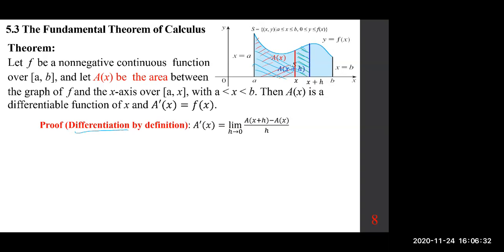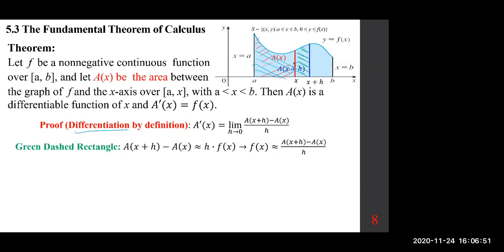A prime of x is the limit of a of x plus h minus a of x over h as h approaches 0. This is by definition of differentiation on the one hand. On the other hand, if you look at the green dashed region, what do we have? We almost have a rectangle. So take a look at how we calculate the area of that rectangular piece. A of x plus h minus a of x, that would be the green shaded region, just based on how we have defined a of x.